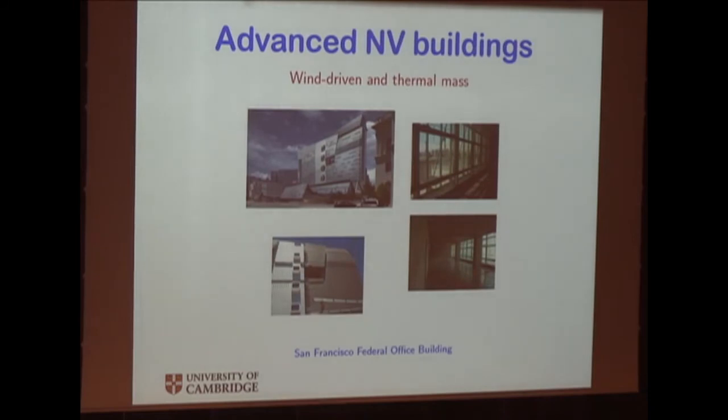Well, I thought I'll show you one example of a naturally ventilated building. This is the San Francisco Federal Office Building, opened in 2008, I think, or 2007. It's a naturally wind-driven ventilation system with this very interesting facade. Wind blows from one side of the building to the other through openings. Some of these openings are controlled by the building management system. Some of them are controlled by the individuals. It has a lot of thermal mass. You can see all this concrete in this region here to absorb heat during the day and re-emit it in the night.